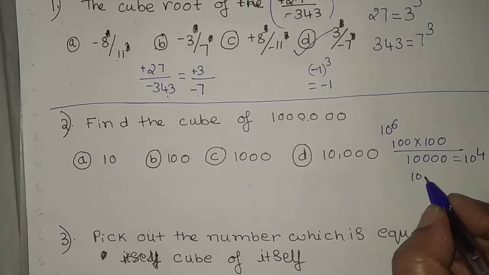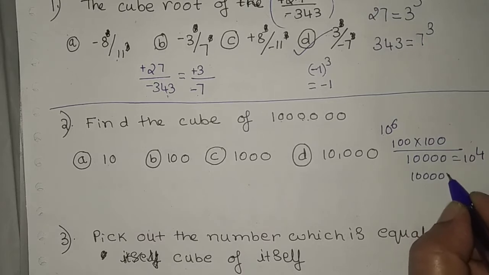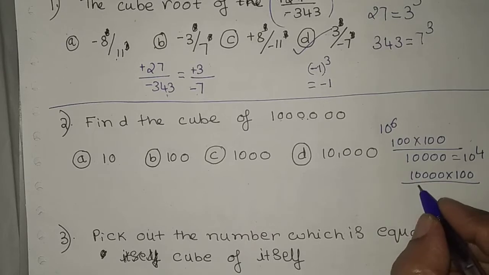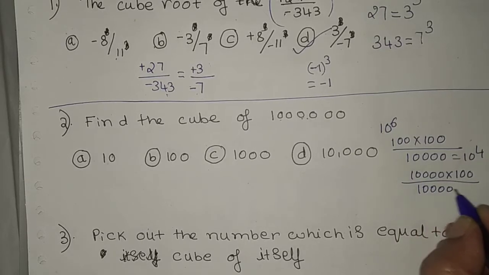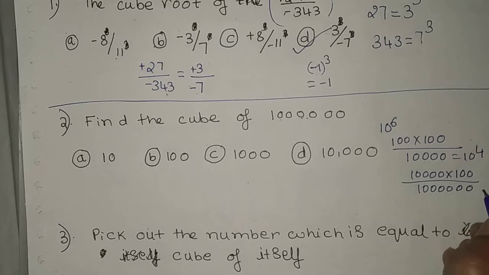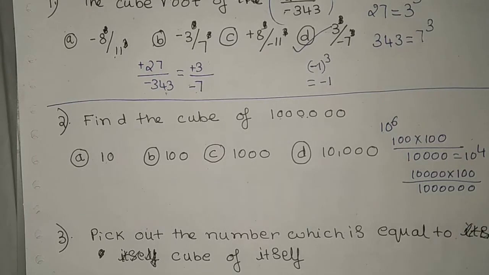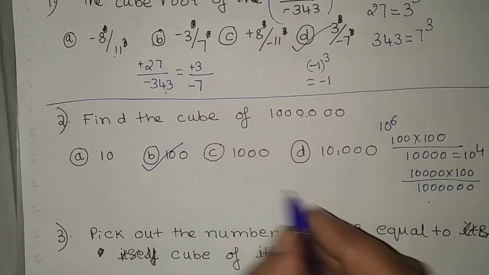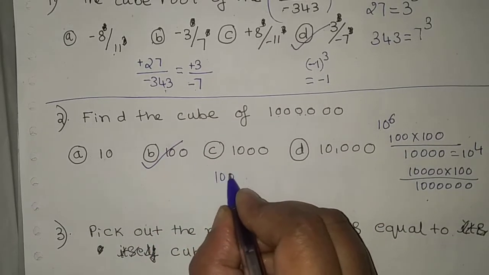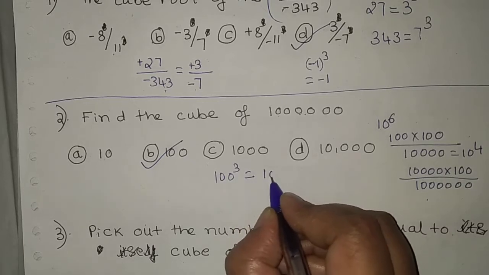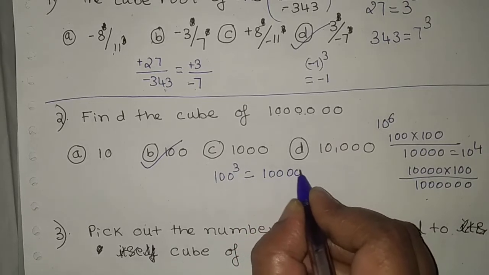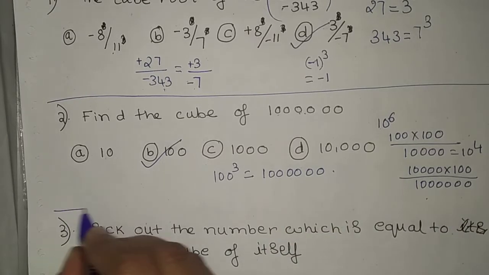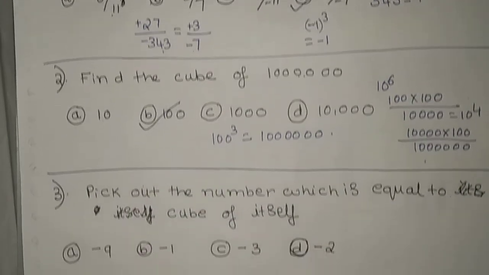Again into 100, this will become how much? Followed by 6 zeros. So what is the answer here? 100 is the answer. So 100 cube is equal to 1 followed by 6 zeros. So option B is the correct answer. All these are 1 mark questions.